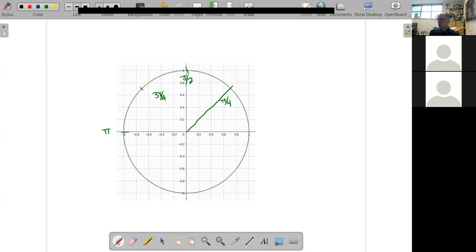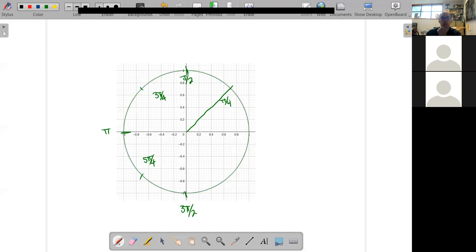5 pi over 4 puts me over here in quadrant 3. 6 pi over 4 puts me over here. Now 6 pi over 4 reduces to 3 pi over 2. So think about it. Pi over 2 is 90 degrees, right? So 1 pi over 2, 2 pi over 2, 3 pi over 2 is down there.